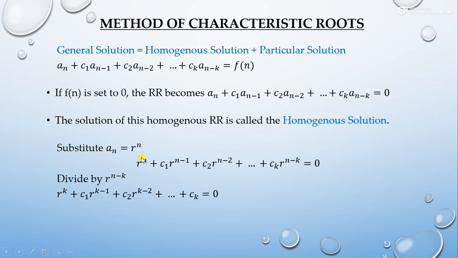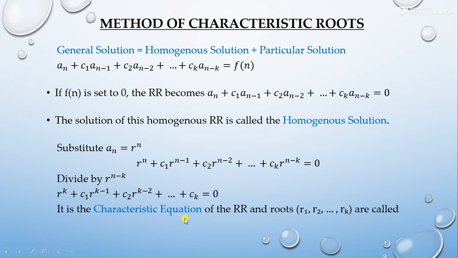After doing this process we get this equation, and this equation is called the characteristic equation of the recurrence relation. The roots of this are r1, r2 to rk, because our equation is of kth degree, so we have k roots of this characteristic equation, that is r1, r2, rk. These are called the characteristic roots. Now our solution depends on these characteristic roots, on which type of characteristic roots we have.